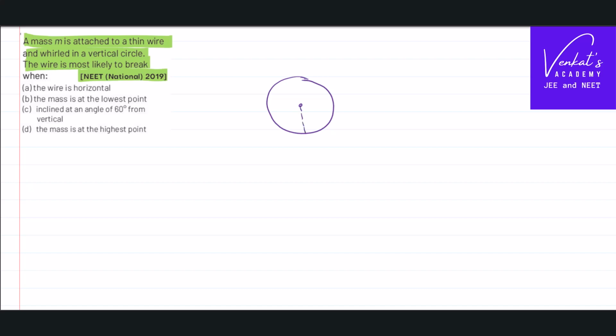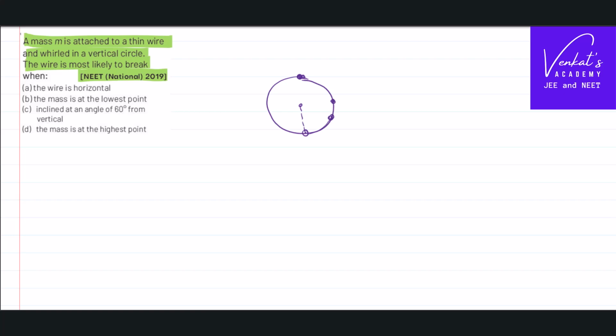The body could be anywhere, right? It could be here or here or here or here, any of these places. Actually, these are the four options given in the problem itself. Where it could break, right?